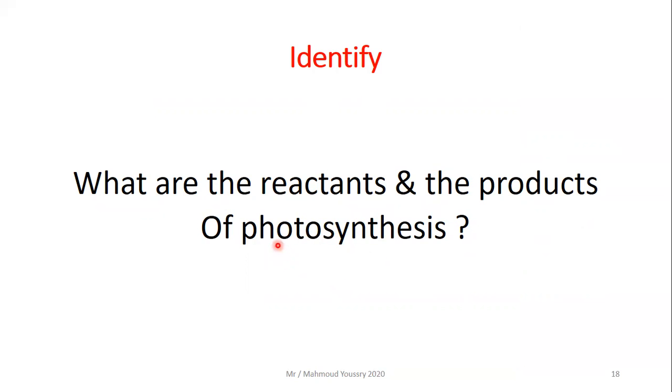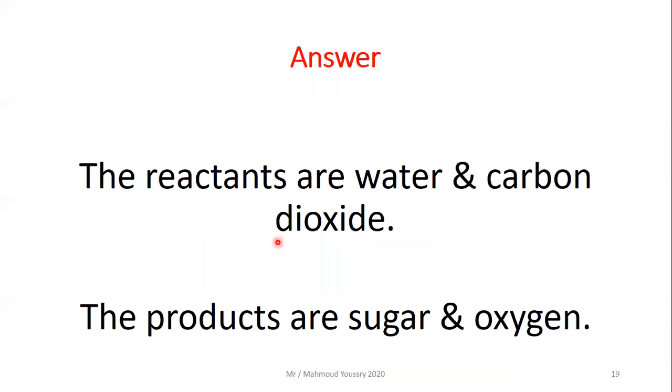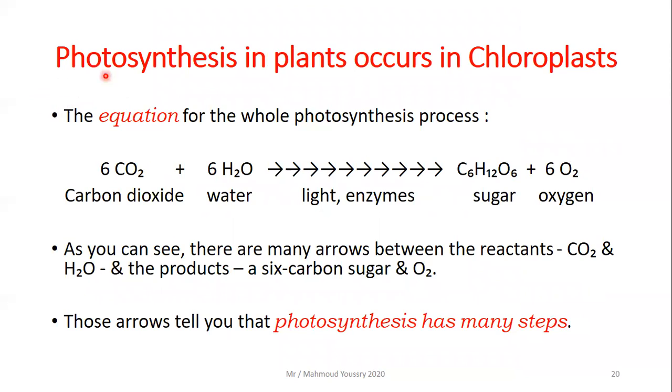We have a question here: what are the reactants and the products of photosynthesis? Yes, excellent. The reactants are water and carbon dioxide. The products are sugar and oxygen. Let's look at the overall equation of photosynthesis. 6 carbon dioxide molecules plus 6 water molecules, with light and enzymes, give us the products C6H12O6, glucose, and 6 oxygen molecules.